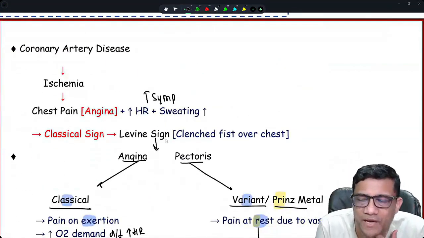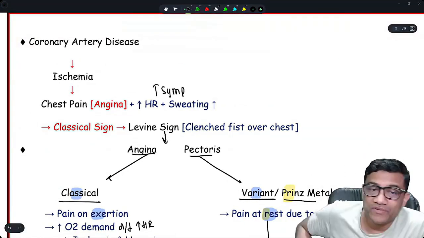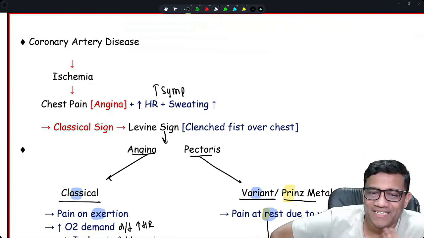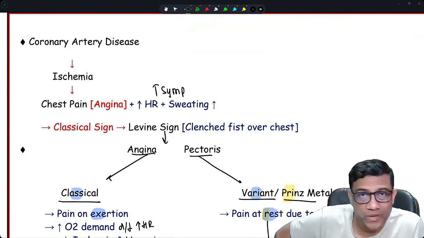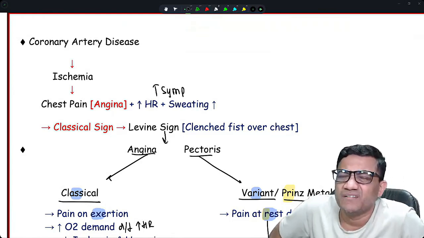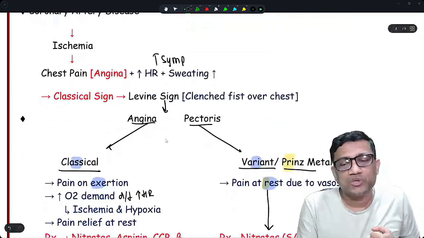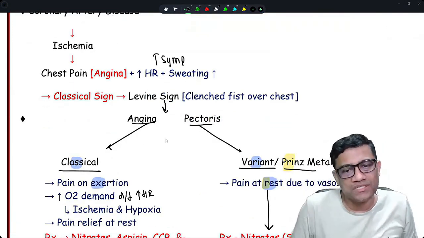Now in coronary arteries there is ischemia, and what does ischemia cause? Obviously, it causes chest pain, which is called angina, and also an increased heart rate, palpitation, sweating. The person is in intense pain, like this. This is called the Levine sign. So the clenched fist over the chest is called a Levine sign.